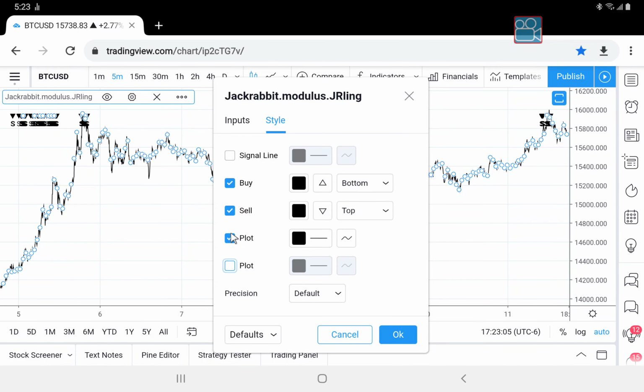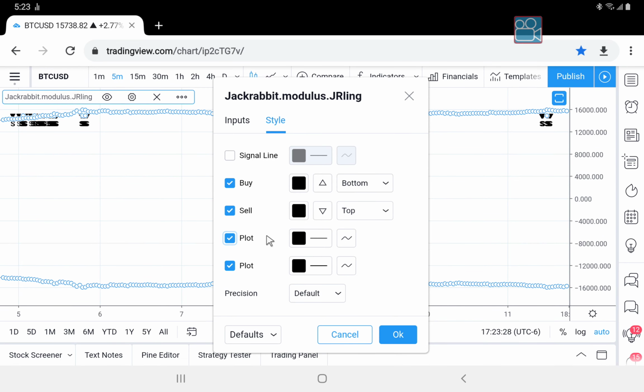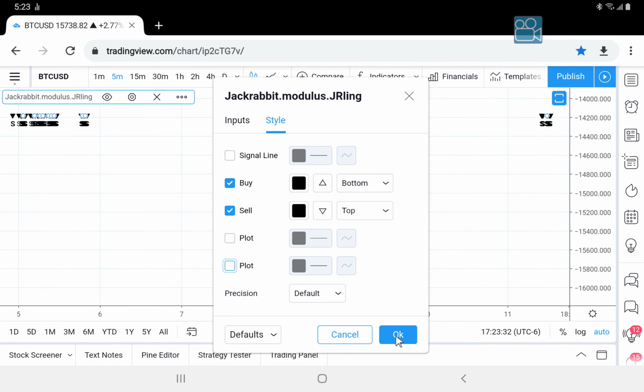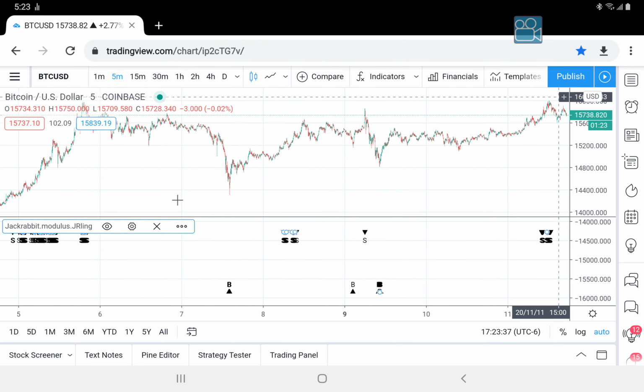The first one, of course, is the main price action. The second one is the confirmation price action. Of course, it's inverted, as is all of Jackrabbit's confirmations for the vast majority of the modules. But for now, we're going to leave it like this, turn it off, and we are going to take the next step.